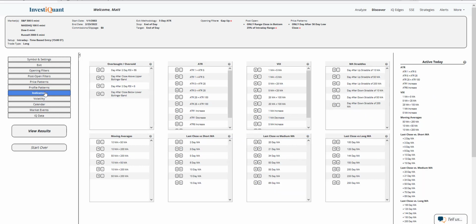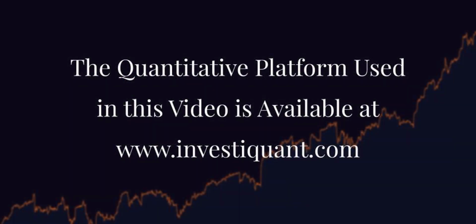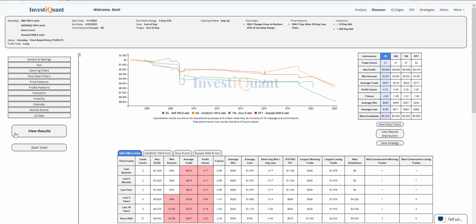All right, lastly, indicators. We are below a 10 and 200-day simple moving average. I'm adding both of those and then clicking on view results. And here we go. These are the results based upon entering the market long at 3 p.m. Eastern Time, exiting at 4:15 p.m. Eastern Time. When you gap up and then at 3 o'clock, you're trading down in the bottom 25% of the intraday range, the prior day closed at the lowest closing price of the past 50 days, and you're trading below a 10 and 200-day simple moving average.